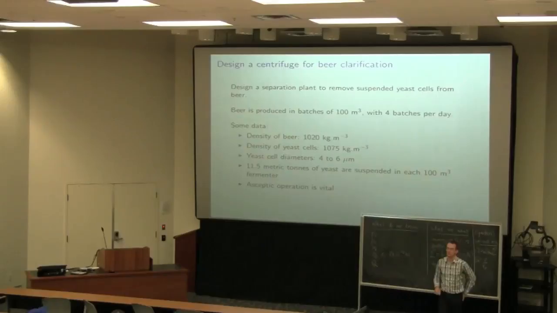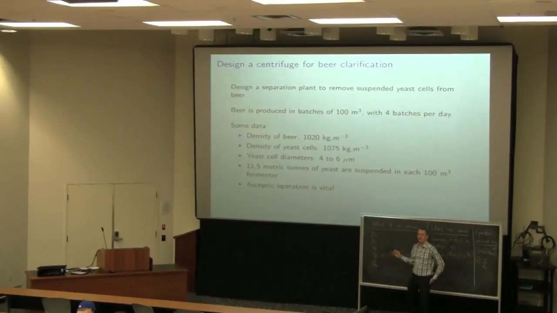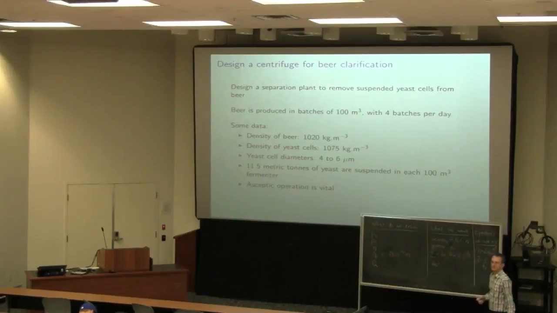What are we going to use for Q? You want to do an equivalent flow rate, so you have 100 meters cubed times 4 batches divided by 1 day. Okay, so that's implying you're operating 24 hours a day continuously.